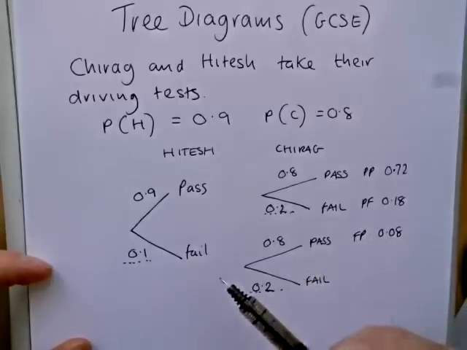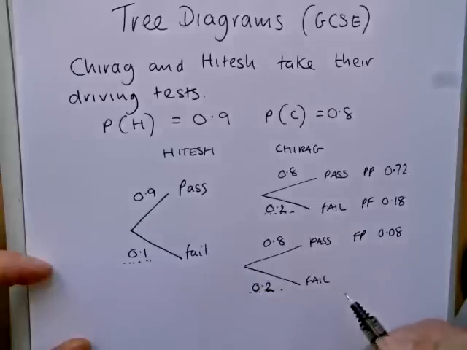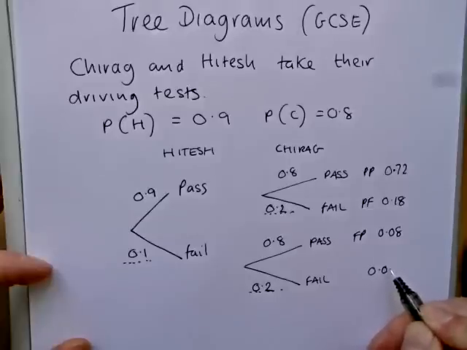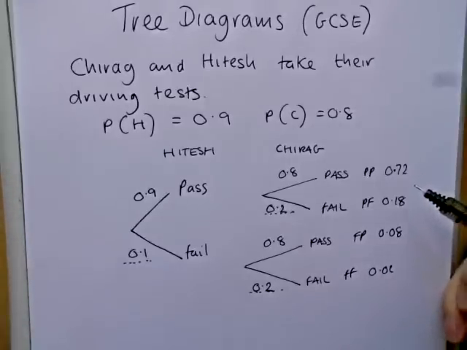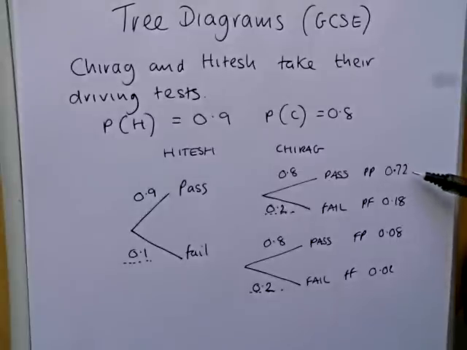Then Hitesh failing, Shirek passing, that's fail pass, we'll write it that way, is going to be 0.08. And then Hitesh failing and Shirek failing is going to be 0.02. That's fail, fail. So if we add up these probabilities to see that they come to 1, we've got 0.72 and 0.18 comes to 0.9, 0.98 and 1. So we know that we've got the table correct.